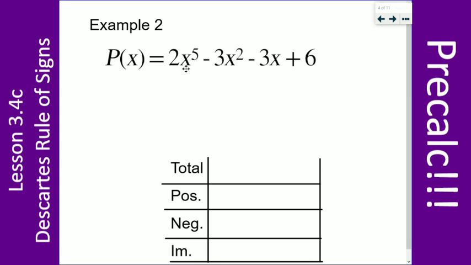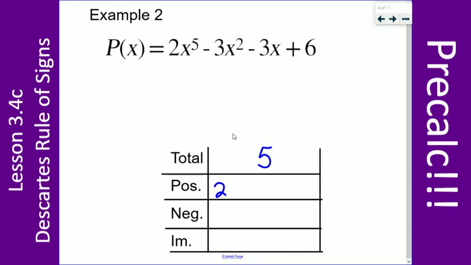Well, we go from positive to negative, so there's 1. Then we go from negative to negative, so that's still 1. And then negative to positive, so that is now 2. Two positive real solutions, possibly. And again, our largest exponent is 5, so we have 5 total solutions.